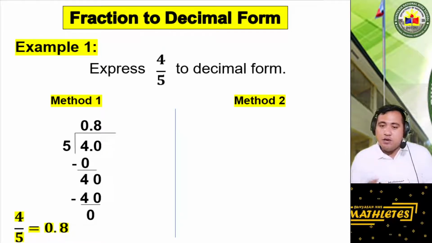In this video we're going to develop your skills in expressing fraction to decimal form and vice versa manually. Okay, so proceed na sa method number 2. Method number 2 is this. We're going to use the power of tens.